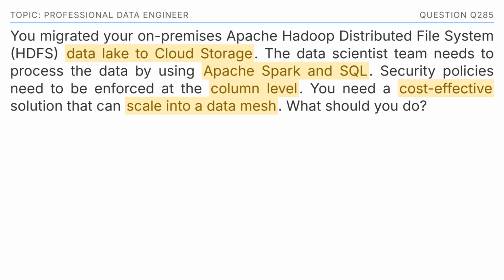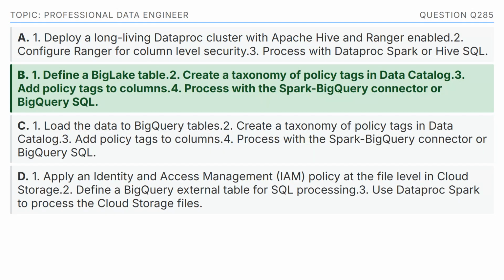To arrive at the correct answer, we focus on the keywords: data lake to cloud storage, Apache Spark and SQL, column level, cost-effective, scale into a data mesh. The correct answer is option B, 1. Define a BigLake table. 2. Create a taxonomy of policy tags in Data Catalog. 3. Add policy tags to columns. 4. Process with the Spark BigQuery connector or BigQuery SQL.